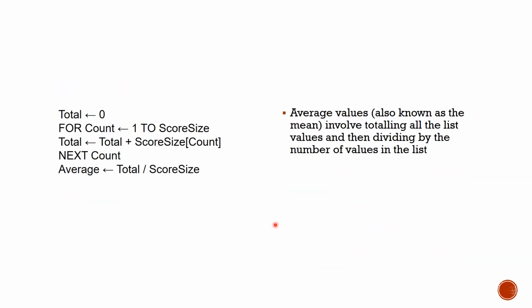For displaying the average, we will need totaling and counting together. As you can see here, I'm finding the count and the total value, and then I'm going to divide the total by the count or the score size. If you don't have the score size, we can use count instead.